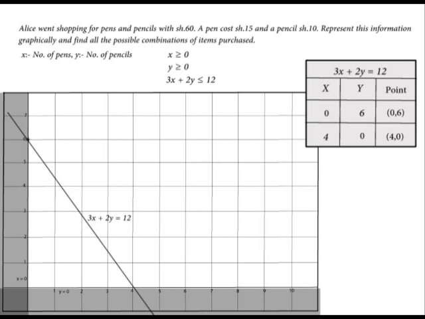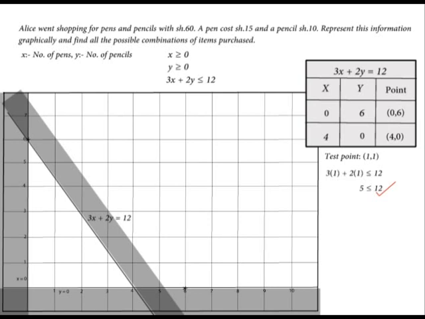We take any point and test if it satisfies the inequality. We take (1, 1). Substitute that in the inequality. 3 times 1 plus 2 times 1 must be less or equal to 12. 3 plus 2 is less or equal to 12. And 5 is less or equal to 12, which is true. So we shade the other side of the point (1, 1).